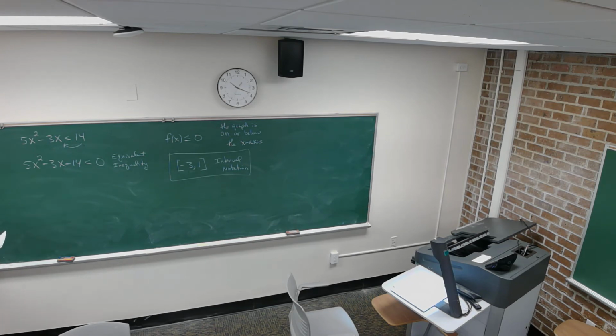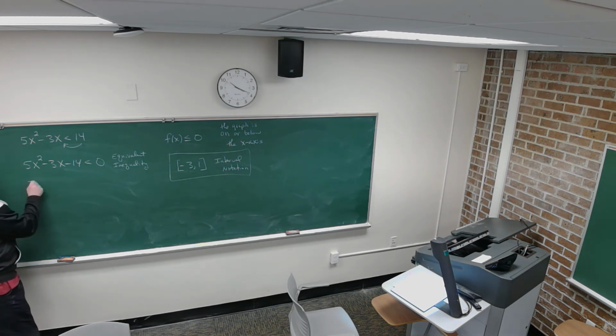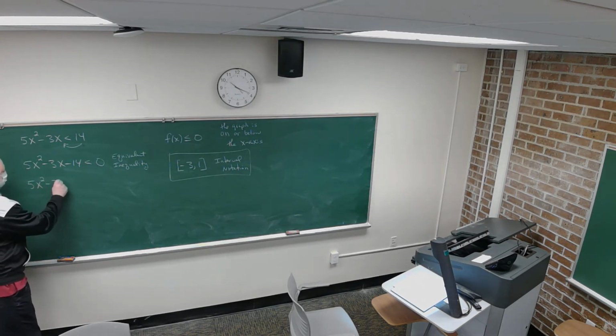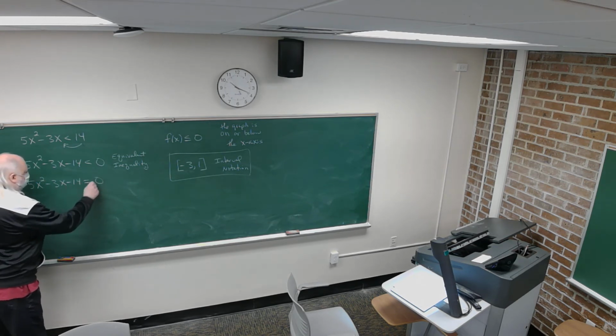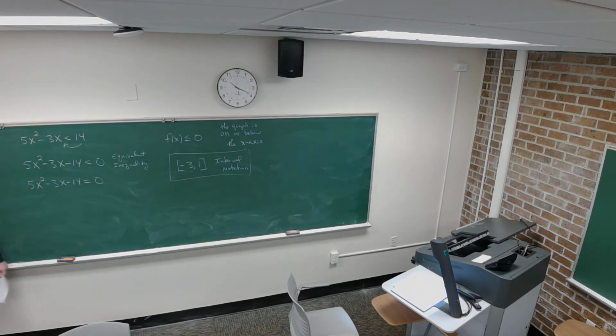Step number 2 is find all the values of x for which the left-hand side is equal to 0. And we're going to use those values to partition the real number line. So we set the left-hand side equal to 0, and we've got to solve for x. Now, one way to solve for x is factoring. What's another way you can solve for x? Quadratic formula, right? Hopefully you can factor this, but if you can't, you can always use the quadratic formula.